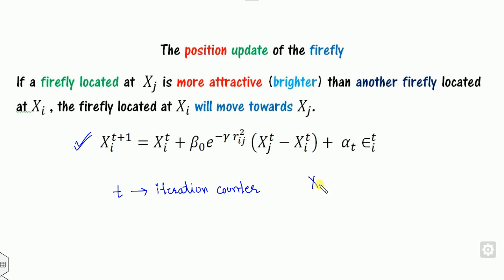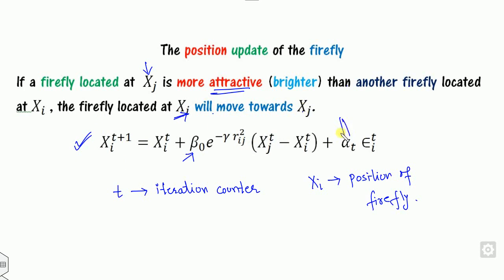Xi is the position of the Firefly. This is beta 0, this is gamma. I will explain them one by one. If any Firefly located at xj is more attractive than another Firefly, then xi will move toward xj. Remember, xi moves toward xj with the help of this equation.